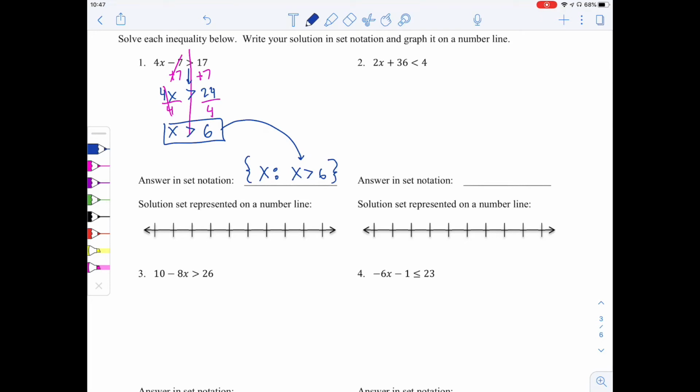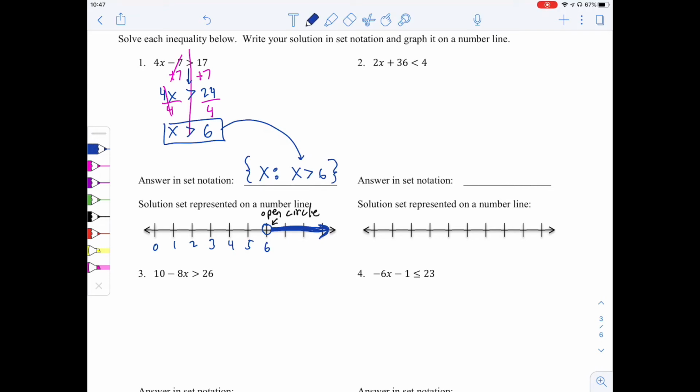And the solution set represented on a number line. So greater than 6. Just make this 0, 1, 2, 3, 4, 5, 6. Greater than 6 would be an open circle. Greater than is to the right. Everything to the right. So open circle here, and then to the right is greater than. Left is less than.